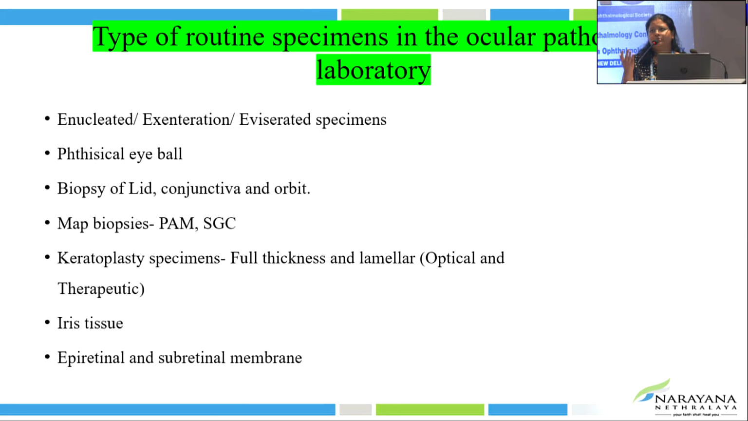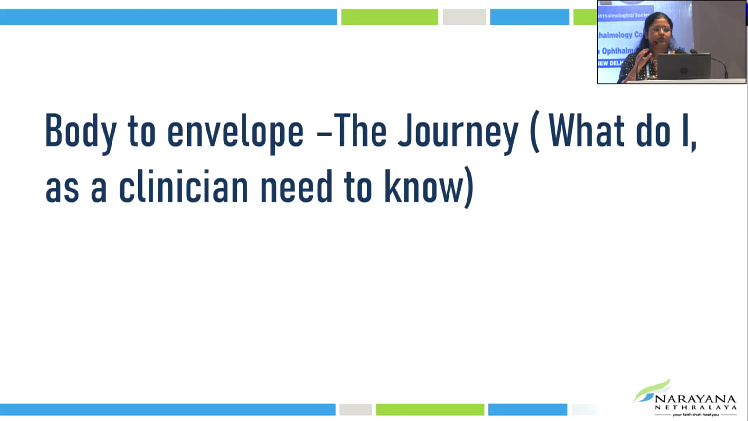So what samples do you clinicians send us? We receive enucleated eyeballs, exenteration samples, eviscerations, orbital biopsies, and biopsies of the lid. I'll skip the cornea and the retina. What I'm going to talk about today is how we receive the specimen from the patient's body to the report getting delivered in an envelope. So I'm going to talk to you about the journey.